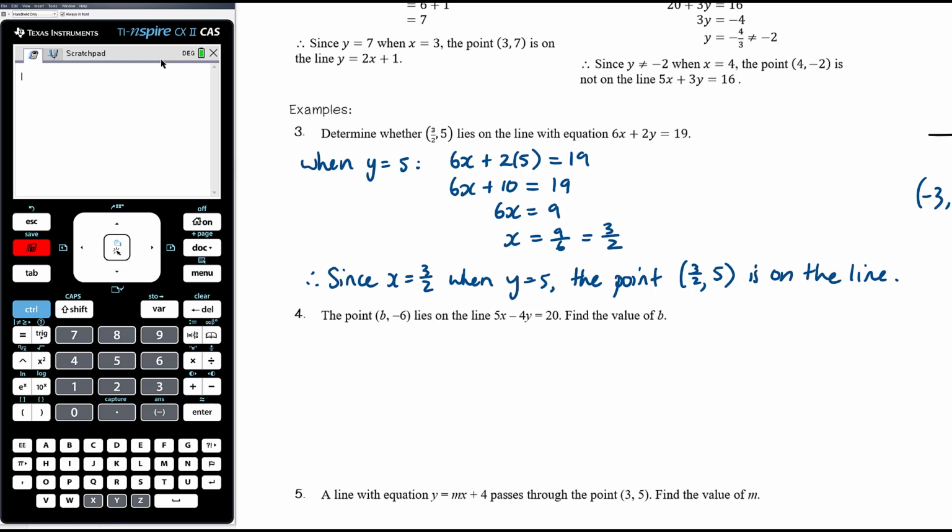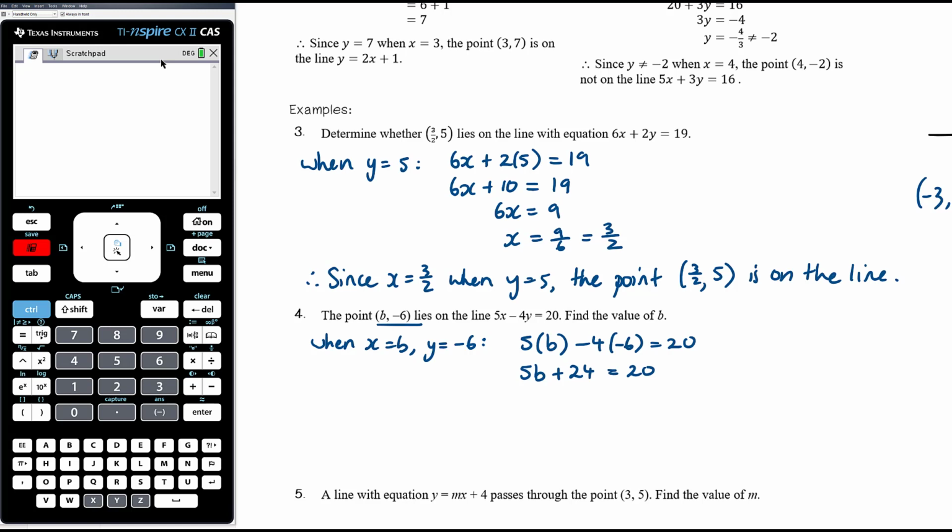Okay. So this tells us when x equals b, y equals negative 6. So we're going to put that into the equation. 5 times b, sorry, I shouldn't have used the letter b, I don't like it. It often looks like a 6 in the calculations. 5 times b minus 4 times negative 6 equals 20. So that is 5b plus 24 equals 20. The 24 was negative 4 times negative 6, which is plus 24.